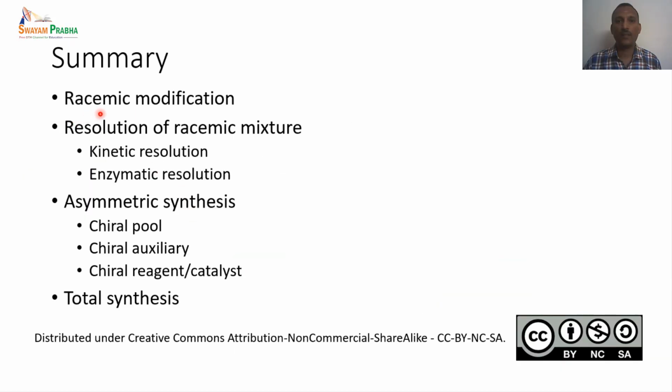In summary, let us recap what we have studied so far. We have studied about racemic modification. We also studied about the resolution of racemic mixtures. So two major types we have studied. One is the kinetic resolution, another one is the enzymatic resolution. We also studied about asymmetric synthesis, which includes chiral pool as the starting material, chiral auxiliary, chiral reagent or catalyst. The catalyst can be either metal catalyst or an organo catalyst. So these are all the various reactions we have studied.